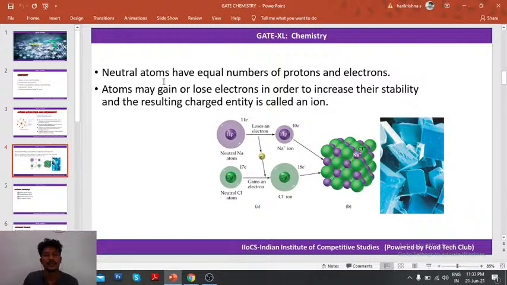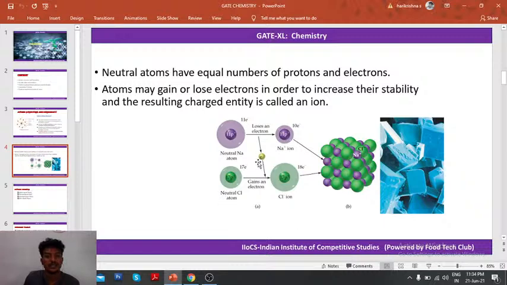Then the neutral atoms. Neutral atoms have an equal number of protons and electrons. If it is neutral, the number of electrons and the number of protons will be the same. Atoms may gain or lose electrons in order to increase their stability, and the resulting charged entity is called an ion. So an ion is an atom that has gained or lost some electrons, whether it has a positive charge or a negative charge. Such entities are known as ions.